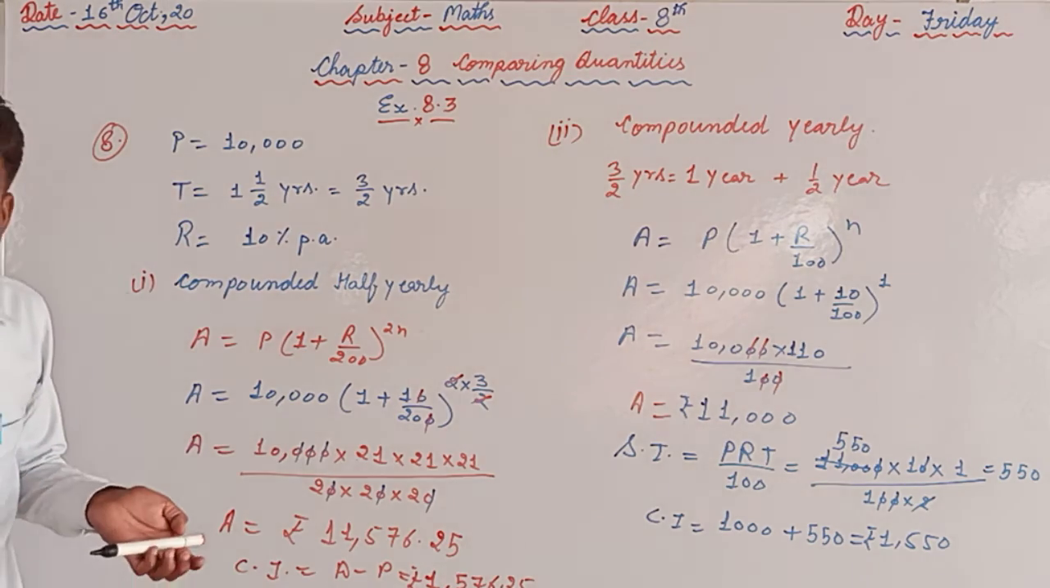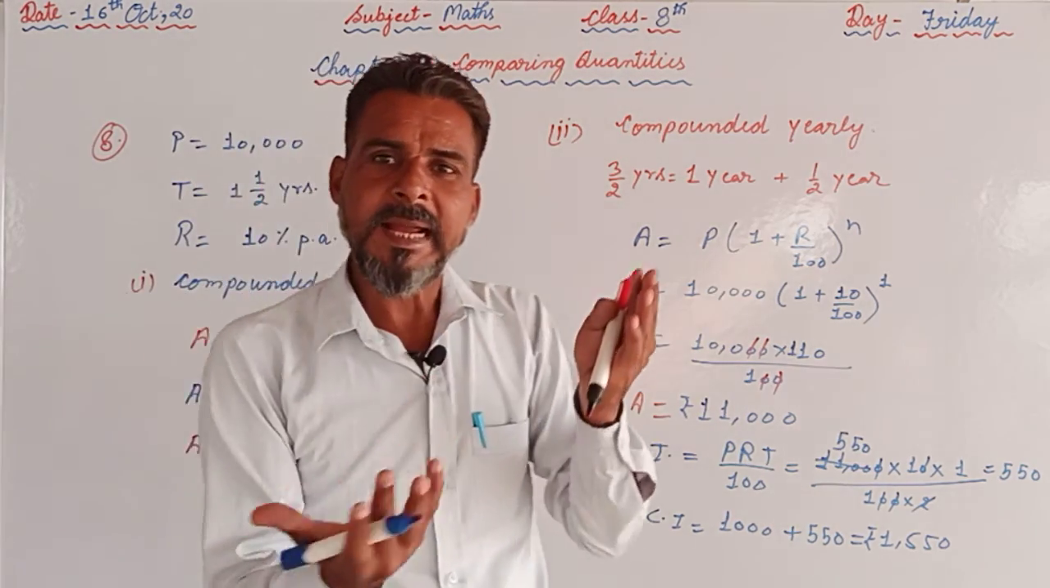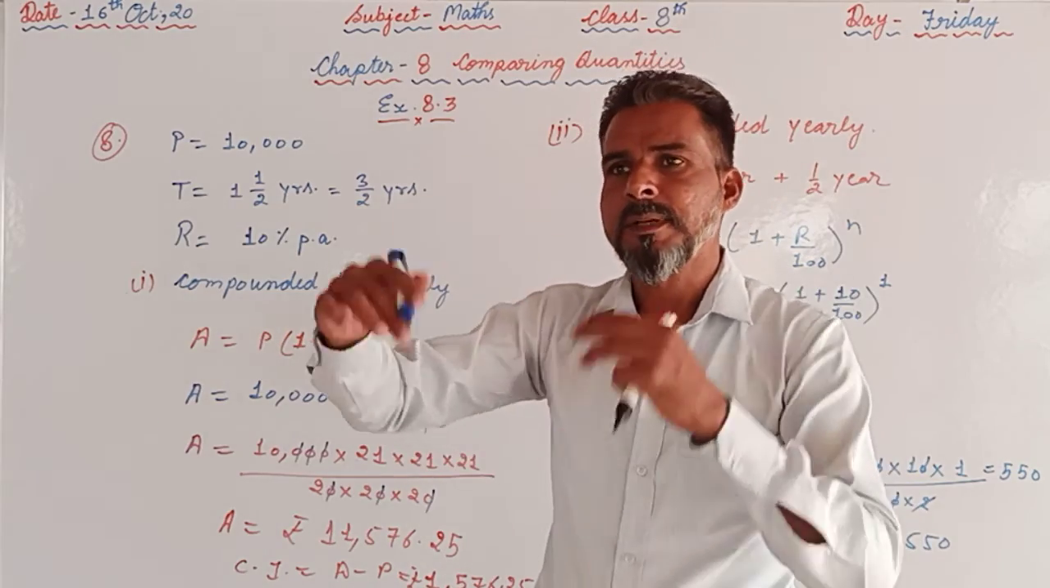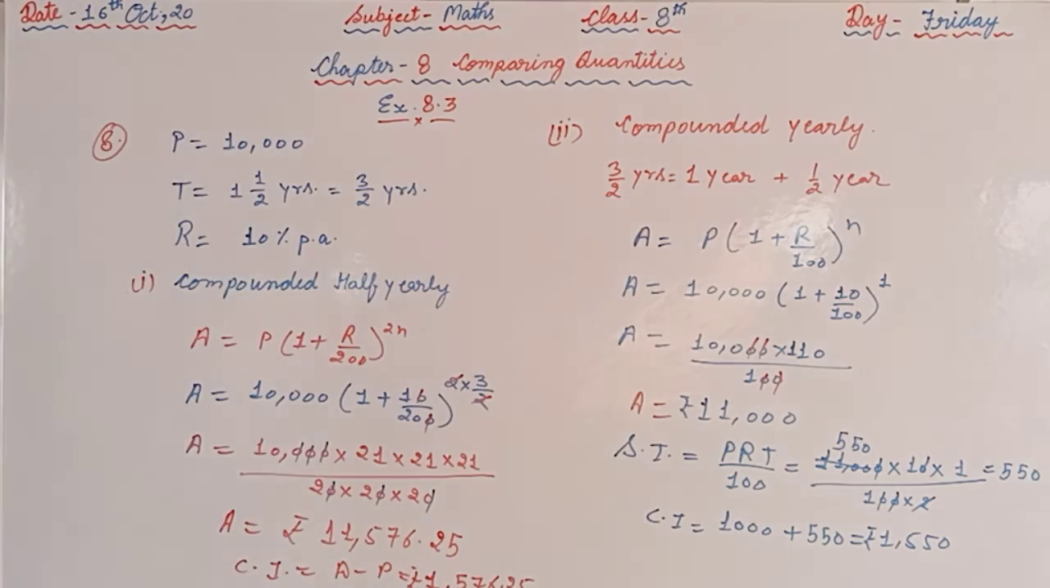So we can clearly see that the interest we got when the interest was compounded half yearly is more, because here that is 1,576 rupees 25 paise. In that case, that is only 1,550, means 26 rupees 25 paise is more in first case when the interest is supposed to be compounded half yearly, because within 6 months the interest will be added to the principal, and for next 6 months the interest will be more. So like this we are supposed to proceed such type of questions.